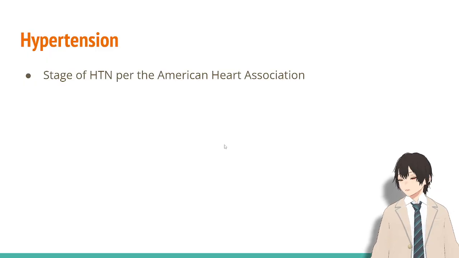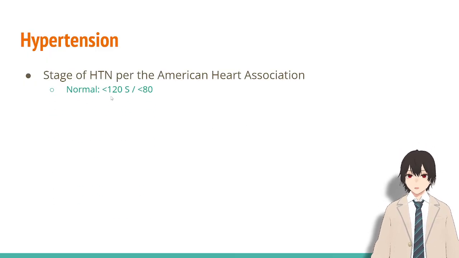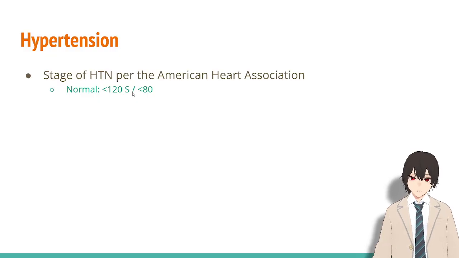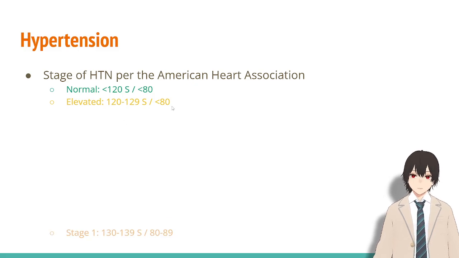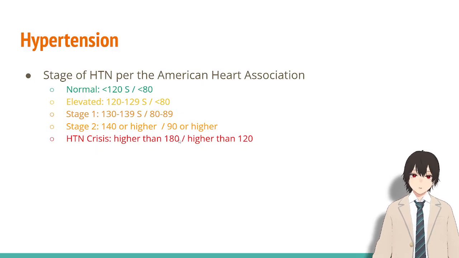So, there are several stages of hypertension per the AHA. Normal is considered under 120 systolic, and anything under 80 for diastolic. Elevated is between 120 to 129 systolic, and diastolic doesn't change here. Stage 1 is 130 to 139, and it has a change in the diastolic range from 80 to 89. Stage 2 is anything 140 or higher, or 90 or higher for the diastolic. Hypertensive crisis is anything higher than 180 systolic, and higher than 120 diastolic.